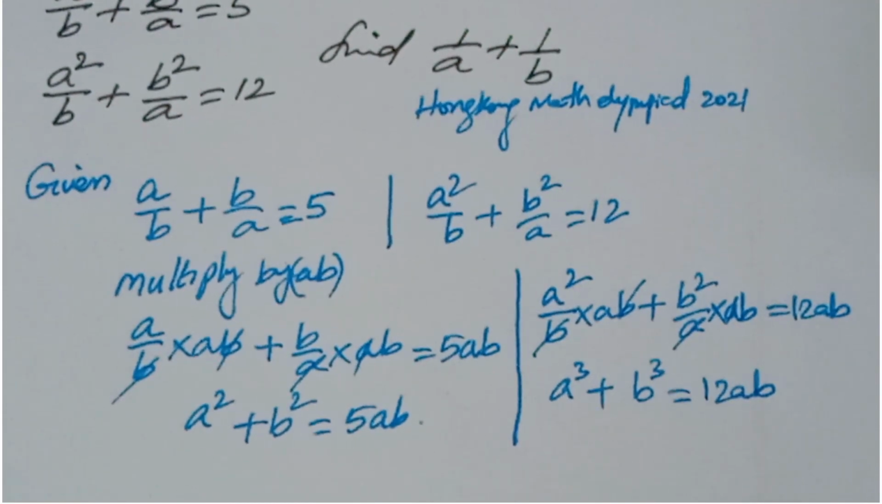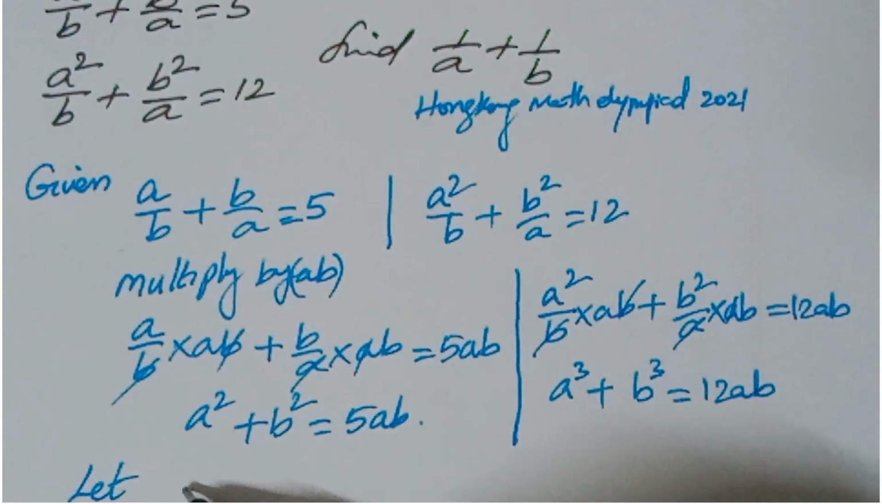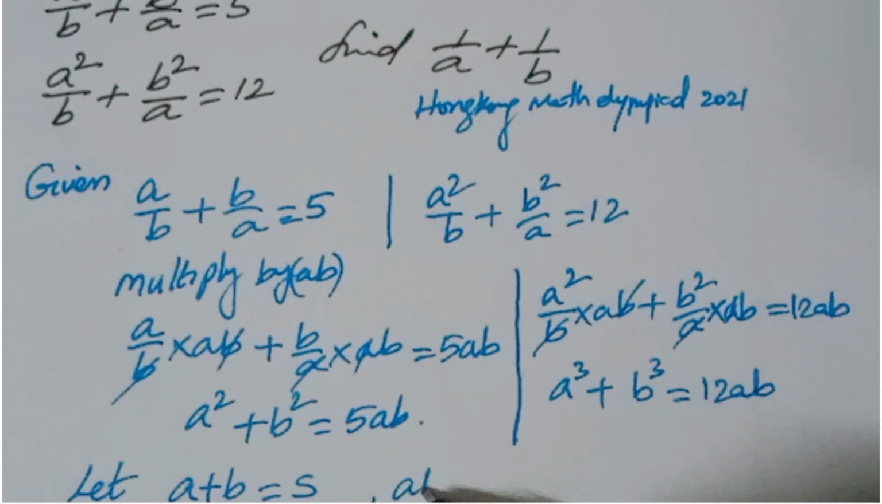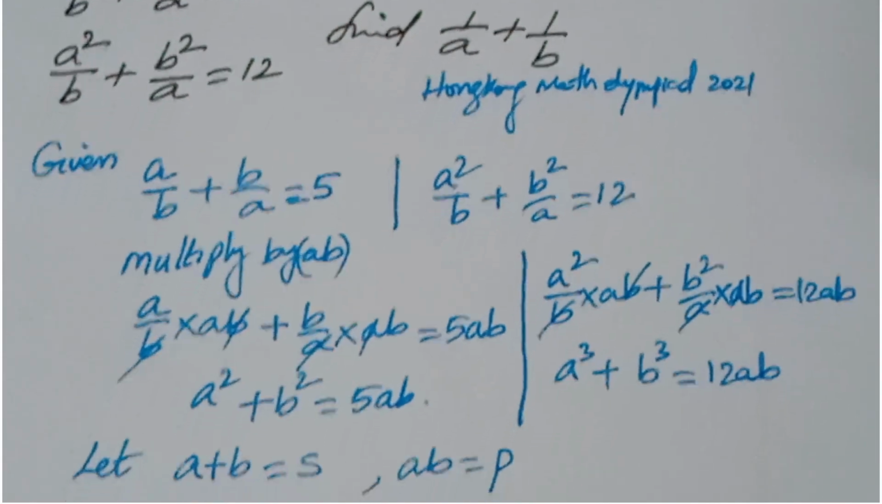So here let us take a plus b is equal to s and ab is equal to p.